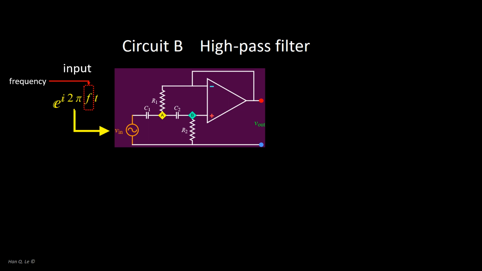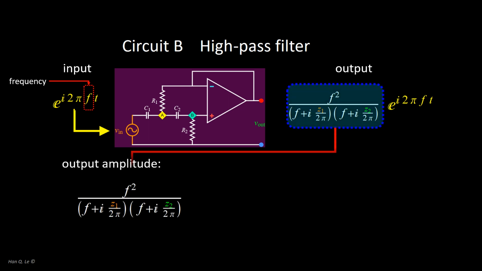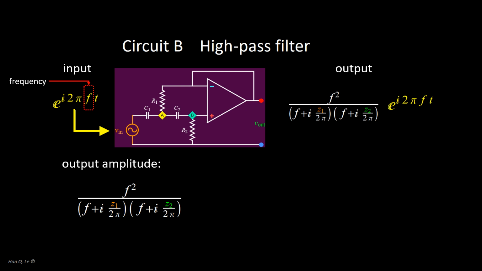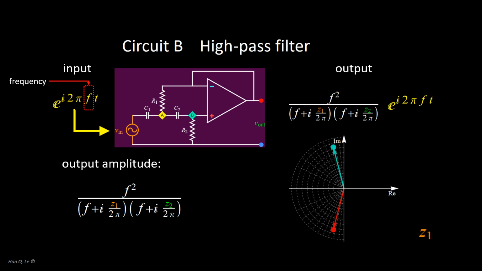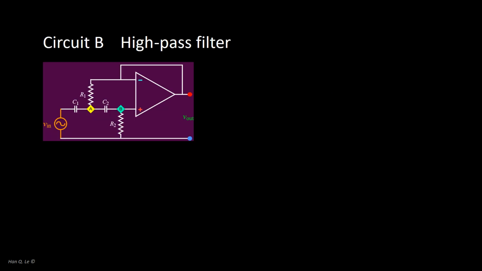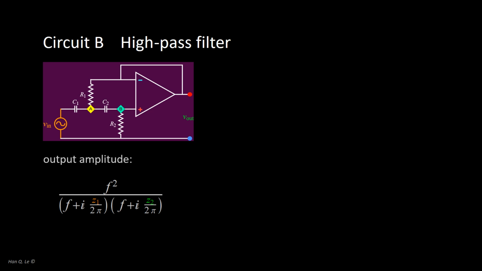The solution of circuit B, high-pass filter, is given here. The output behavior versus frequency is determined by its amplitude term. The key parameters of the amplitude are the 2 complex numbers Z1 and Z2, that depend on the resistances and capacitances of the circuit. Let's take a look at the output amplitude term.